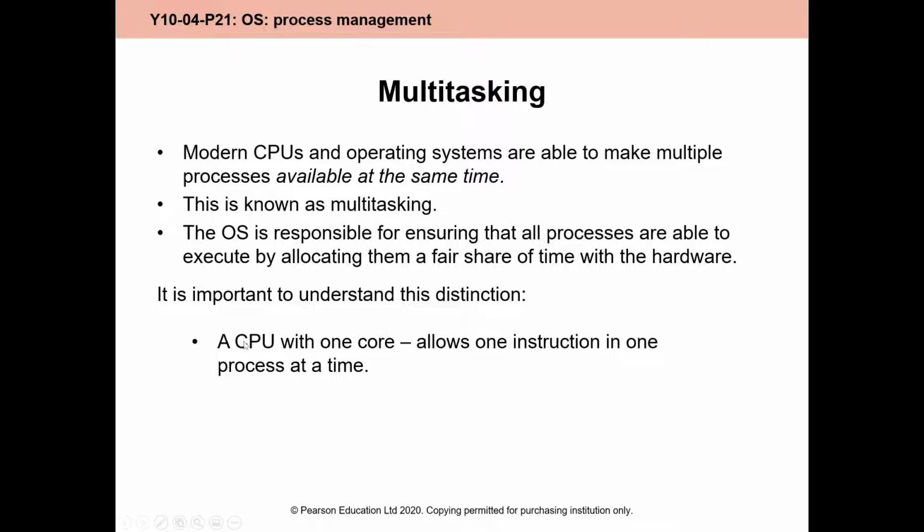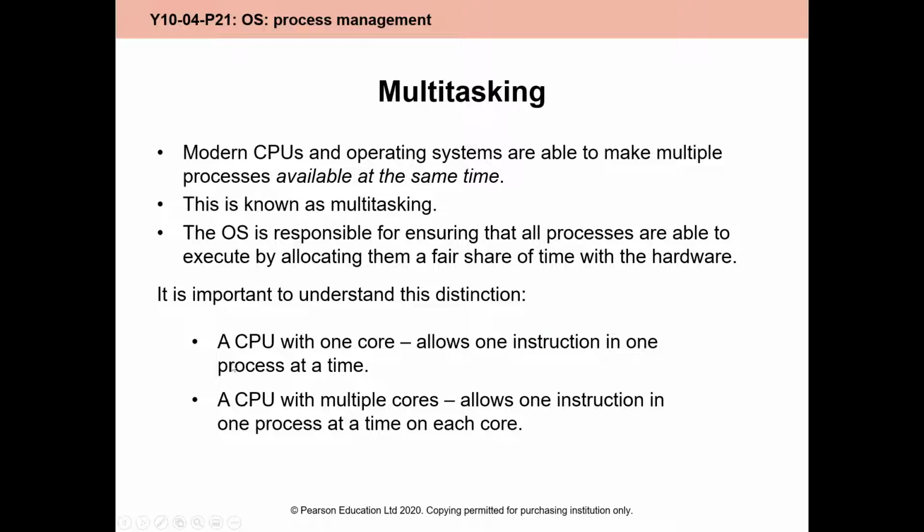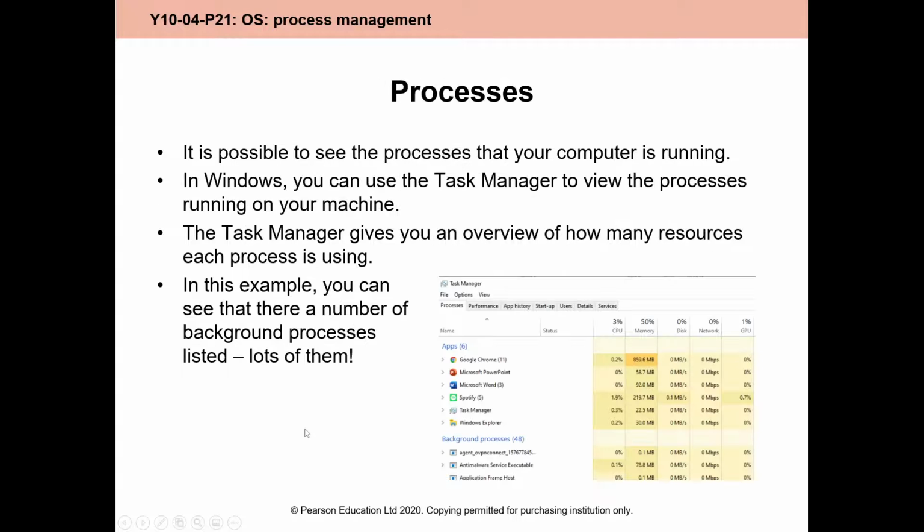So an individual core on an individual CPU can only fetch, decode, and execute. Remember, the fetch, decode, execute cycle can only do one instruction at once. So it can only deal with one process at once. But if you've got multiple cores, you can do multiple processes. One core can do one process.